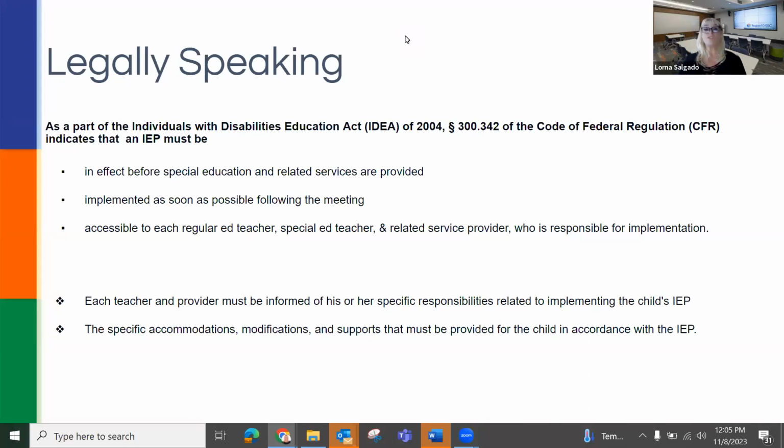So that means not just the people that might be sitting in the meeting, but anyone who's going to work with your child needs to have access to that. It also lets us know that each teacher or related service provider has to be informed of what's their responsibility. So we have to make sure that people that are going to be working with your child not only have access to, but know what's my job in the IEP. So if I'm the speech therapist, what was said? Or if I'm the OT, the occupational therapist, what was said? It also has to tell us what accommodations, modifications, and supports have to be provided for the child in accordance with the IEP. So that's kind of the legal end of what has to be in there.